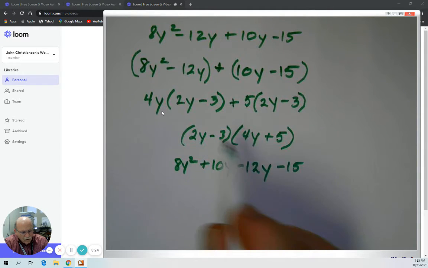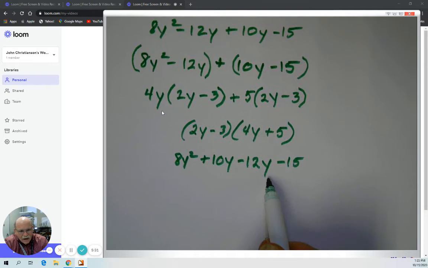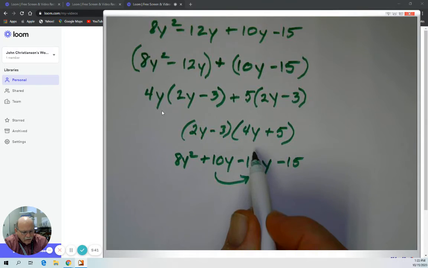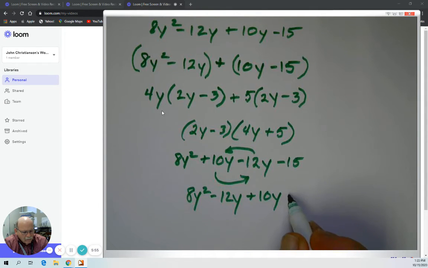So I just foiled this, right? And what do I have? Well, is this the same? If you think about it, if we apply the commutative property of addition, then yes, because this can be rewritten with this over here and this over here, right? So we get 8y squared minus 12y, plus 10y minus 15.